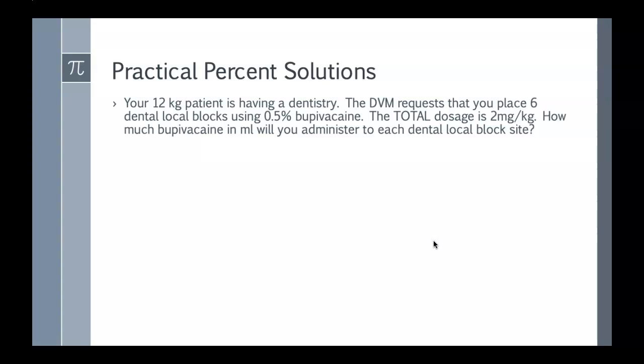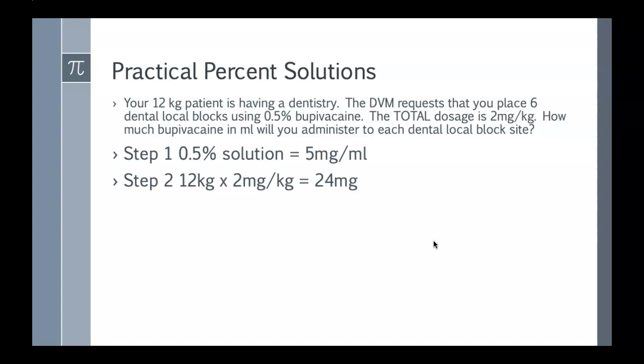Carrying on, your 12 kilo patient is having a dentistry. The vet requests that you place 6 dental local blocks using 0.5% bupivacaine. The total dosage is 2 mg per kg. How much bupivacaine in mils will you administer to each dental block location? Gosh, we had to make it harder. Step 1, 0.5% solution is a 5 mg per mil solution.